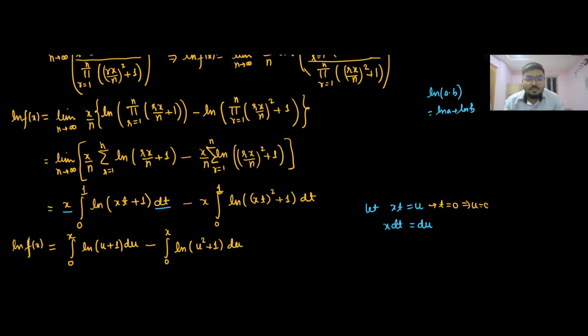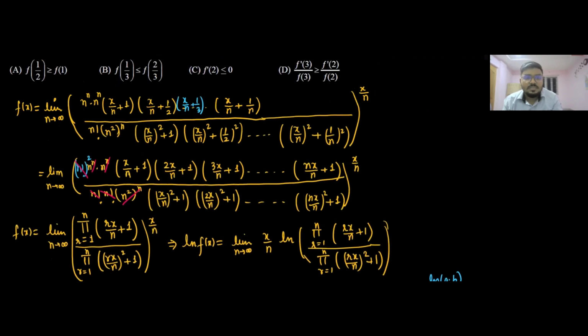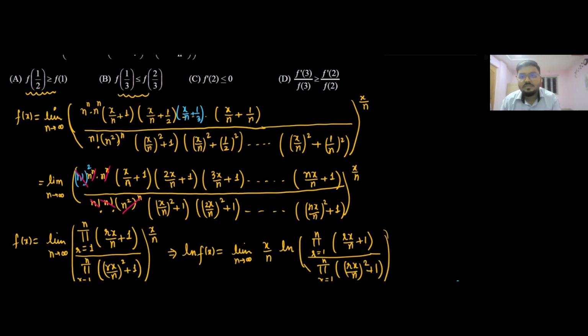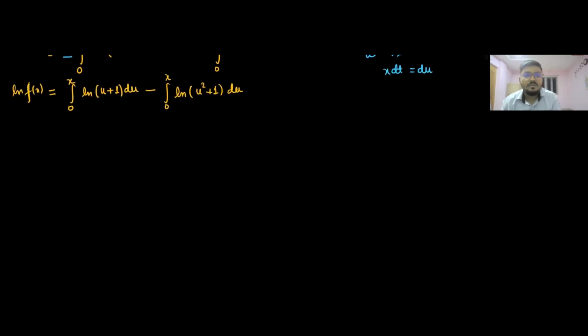Now, this is the simplified form of the given function. In the options, what are they asking? In the first and second options, they are asking us to compare the values of the function. So if we get to know whether the function is increasing or decreasing in that particular interval, we will be able to say whether it is correct or not.